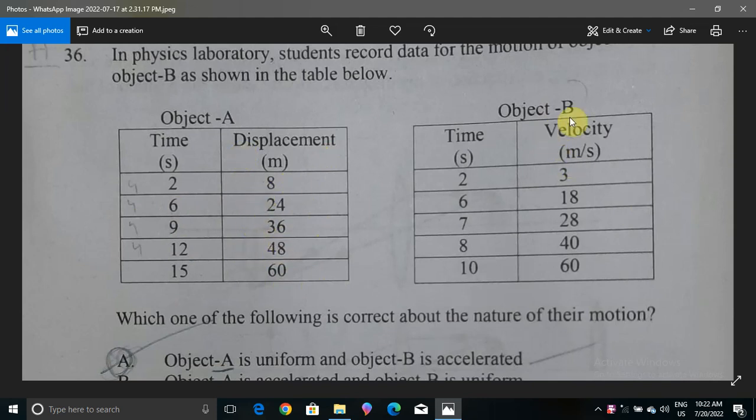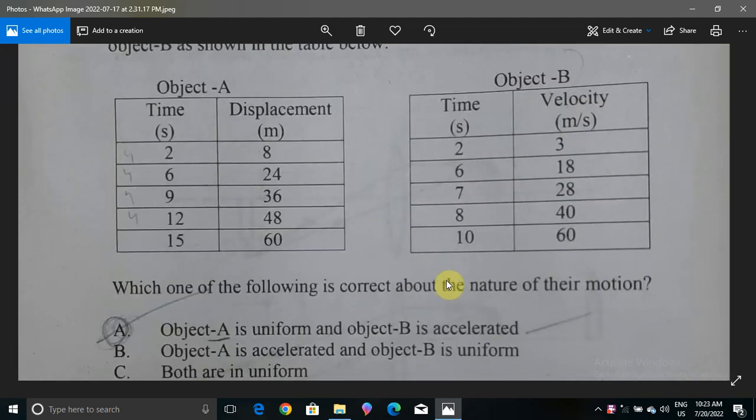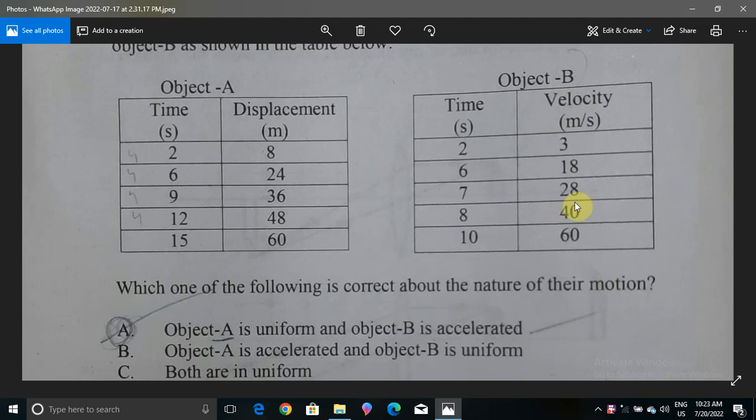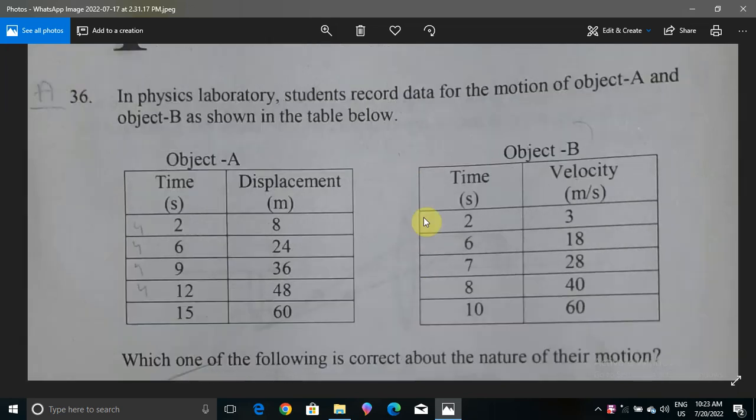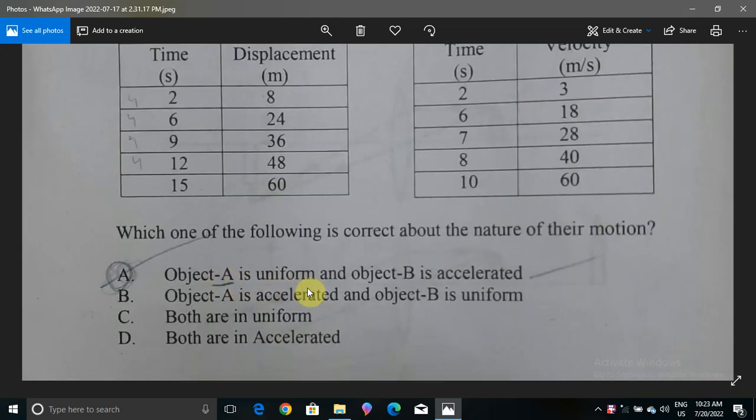What about object B? Here it's not 6, 18. It will be by 3. No. So object B is accelerated and object A is uniform. So the correct answer for question number 36 is object A is uniform and object B is accelerated.